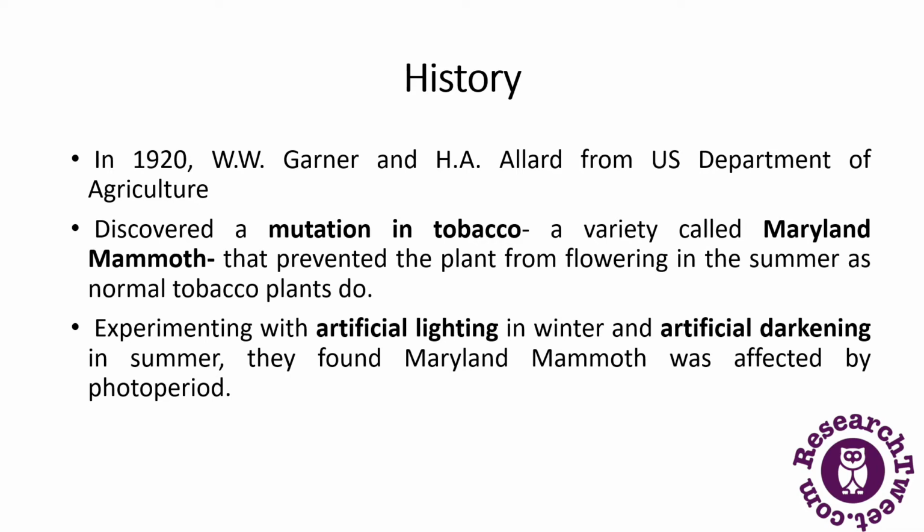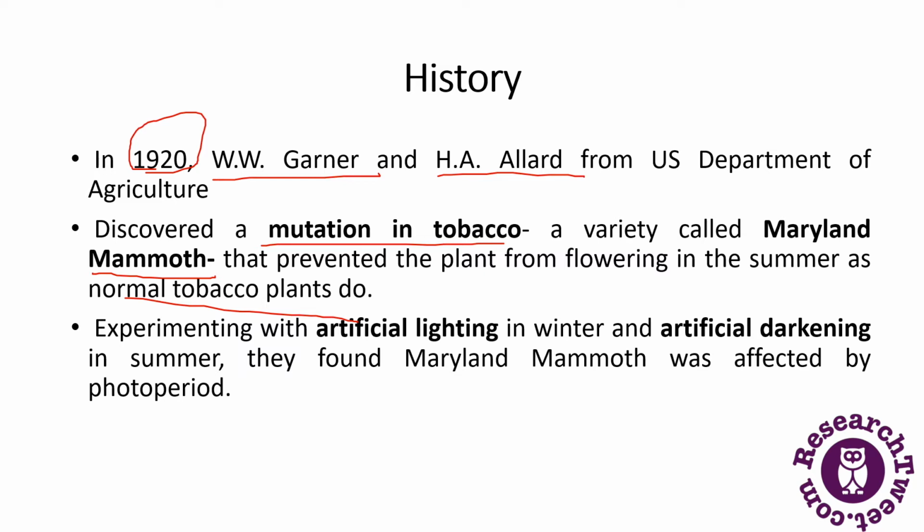So in 1920, W. Garner and H.A. Allard from the US Department of Agriculture discovered a mutation in a tobacco variety called Maryland Mammoth, that prevented the plant from flowering in the summer as normal tobacco plants do. They were the scientists in 1920 from the Agriculture Department of the U.S. They discovered this mutation in the tobacco plant, the Maryland Mammoth, which prevented the plant from flowering in the summer.